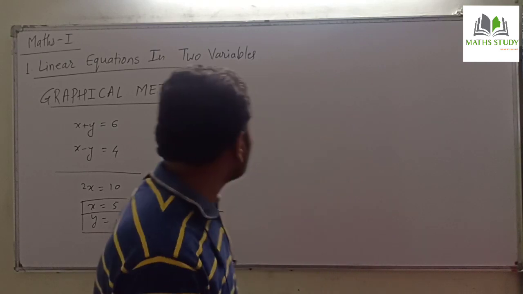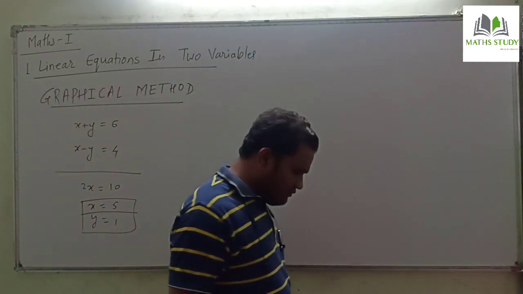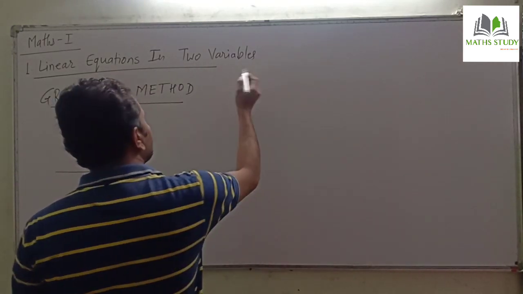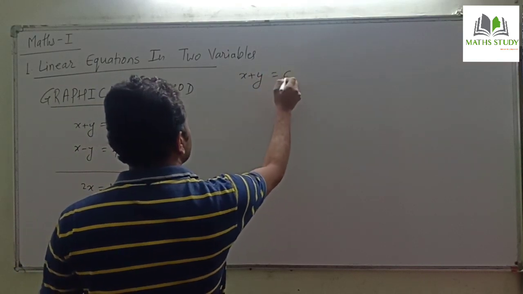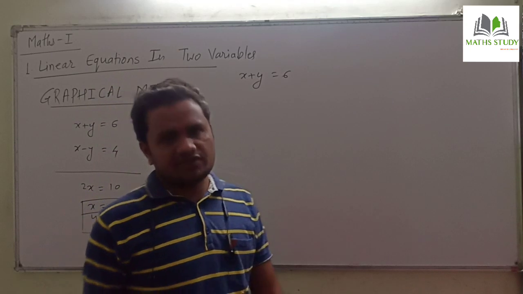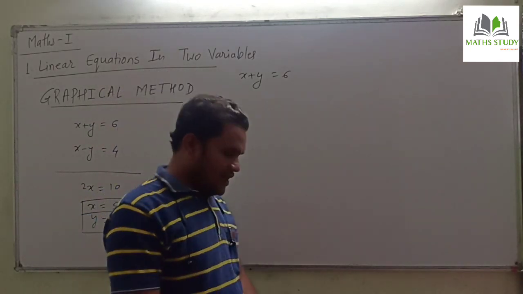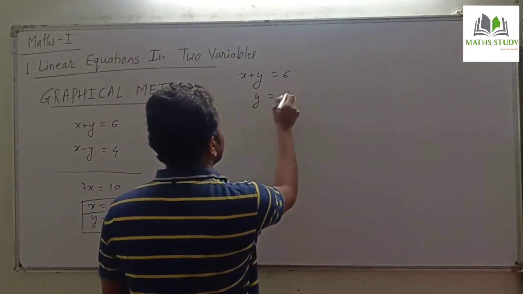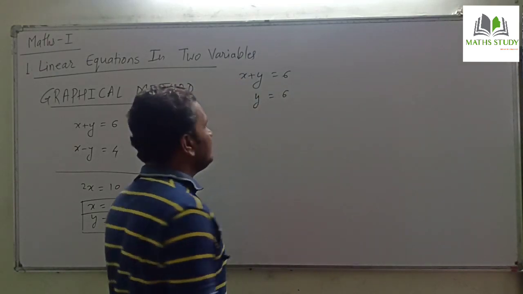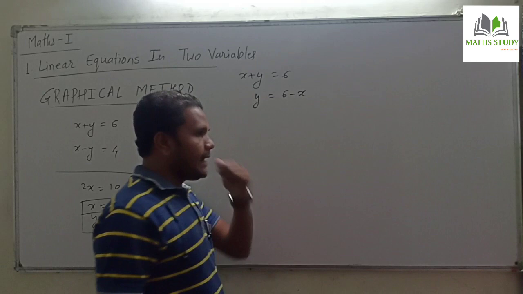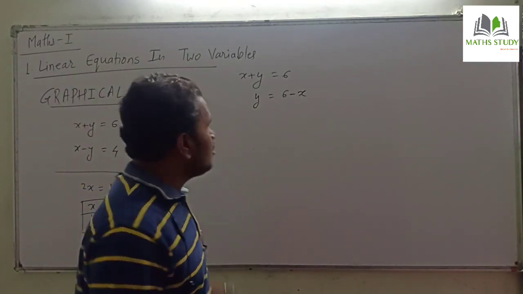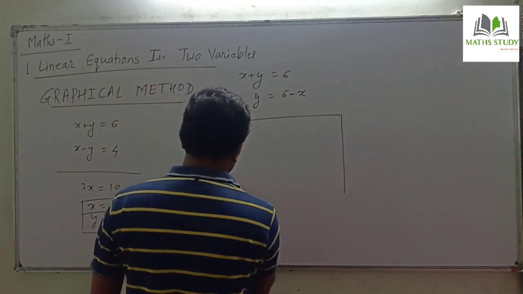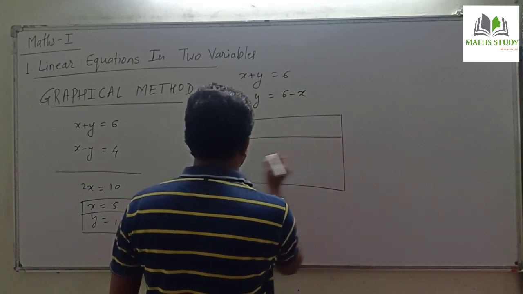Now today we will see how to solve them by using the graphical method. When we have to solve the same linear equations by the graphical method, we have to draw. First of all, we have to convert the equation x plus y is equal to 6. This is a very simple linear equation, and we convert it to y is equal to all the remaining things. Sending x to the right-hand side, it will be 6 minus x. So y is equal to 6 minus x. Now you have to draw this type of table. Minimum 3 points are required.